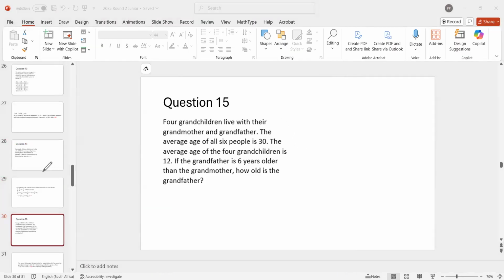Question 15 says, 4 grandchildren live with their grandmother and the grandfather. The average age of all the 6 people is 30. So if you know the average is 30, then I'm going to write it down straight away. It means that the sum of the ages of the 6 people, the average age is 30 of the 6 people, has to be 6 times 30.